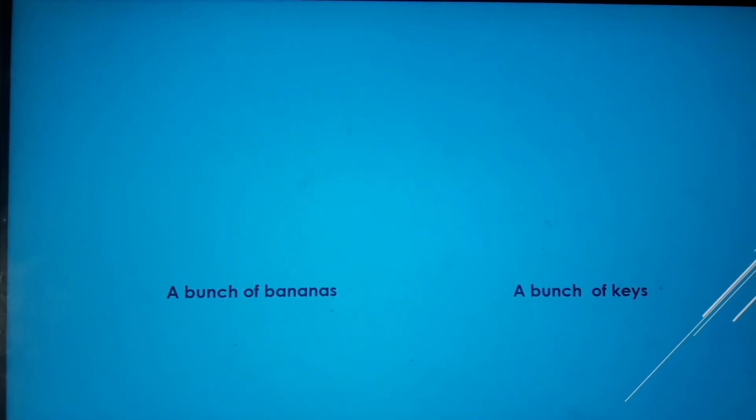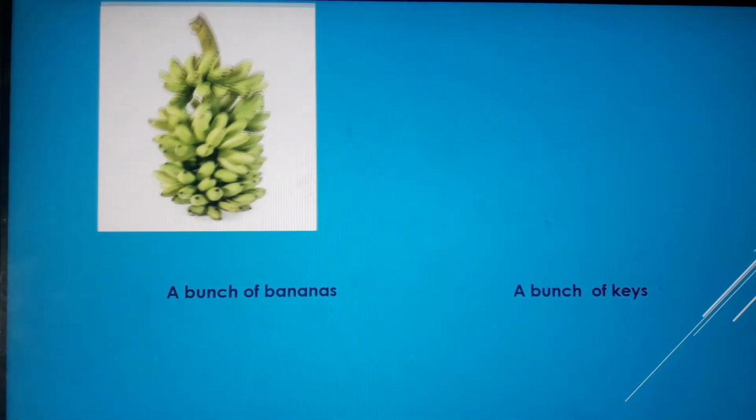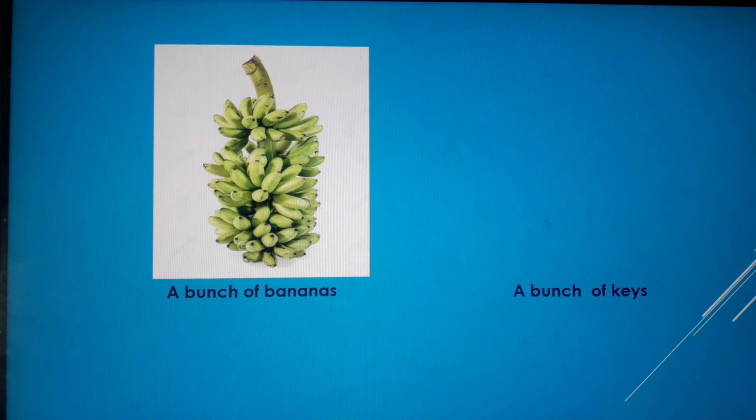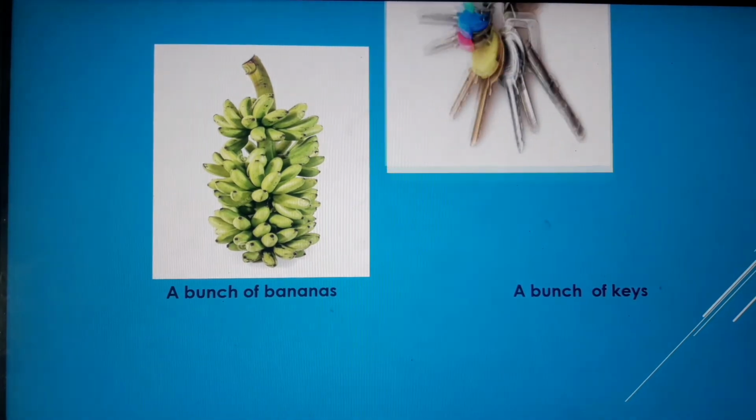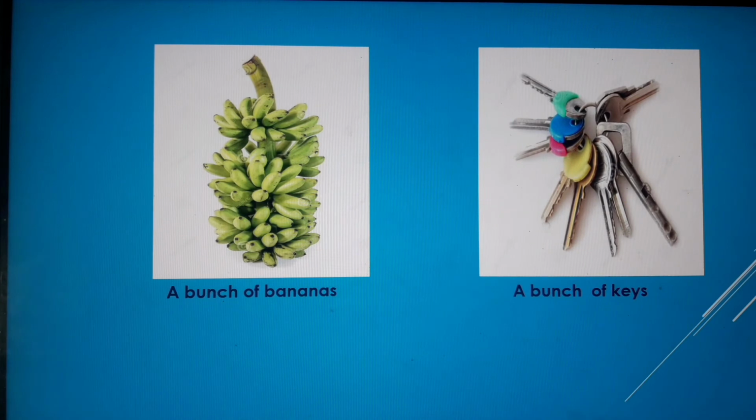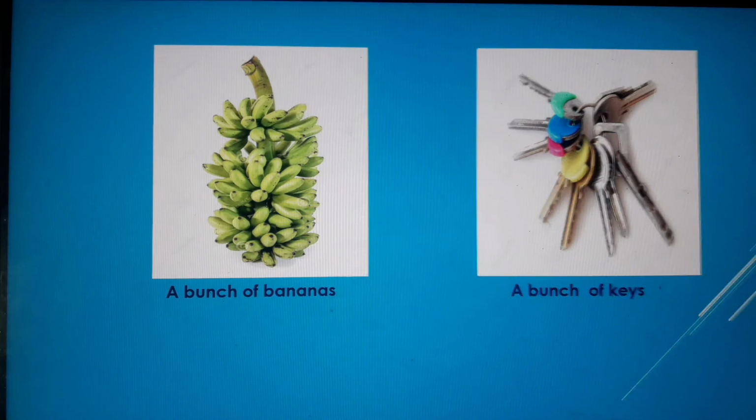Okay, here you can see a bunch of bananas. The bananas in a bunch. So a bunch of bananas, that is the collective noun. Another, a bunch of keys. So they are fastened together. So bunch of keys. Let's go to the next.